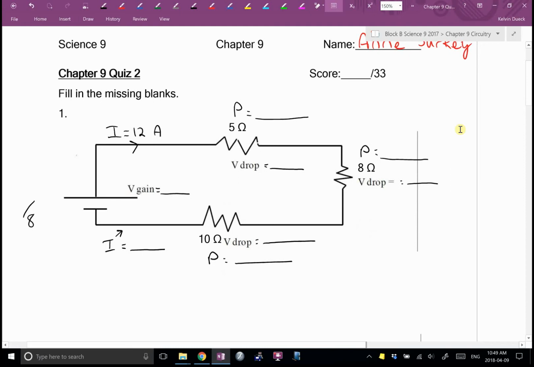A good way to get the hang of this is to follow the 4 steps that I gave you at the end of our circuitry lesson. I said the first thing I always do is label downhill. Now, I noticed they did put arrows on this question for me, but I'll do that anyhow.